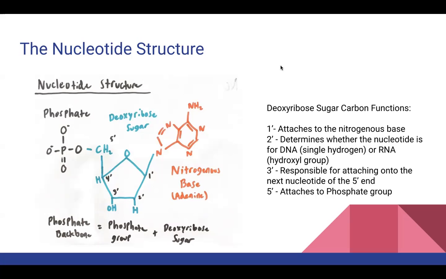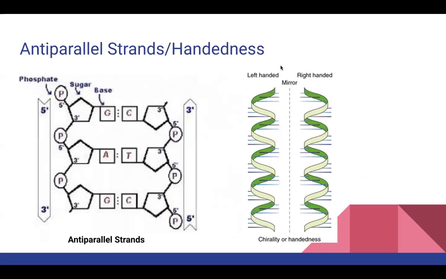Each of the carbons on the deoxyribose sugar also plays an important role in DNA. The 1' carbon attaches onto the nitrogenous base. The 2' carbon determines whether the nucleotide is for DNA, which is determined by a single hydrogen, or RNA, which is determined by a hydroxyl group. The 3' carbon is responsible for attaching onto the next nucleotide at the 5' end, and the 5' carbon attaches to the phosphate group.